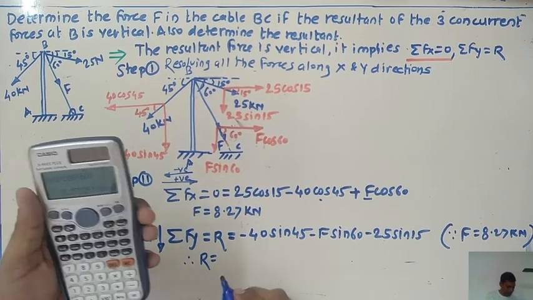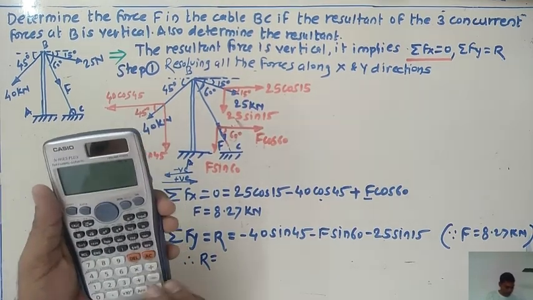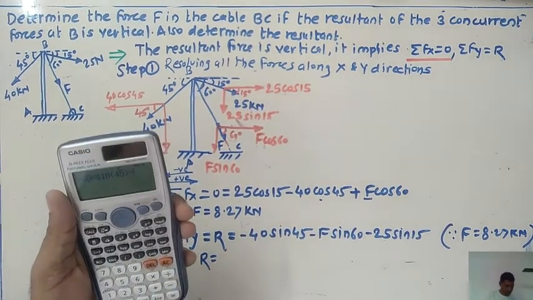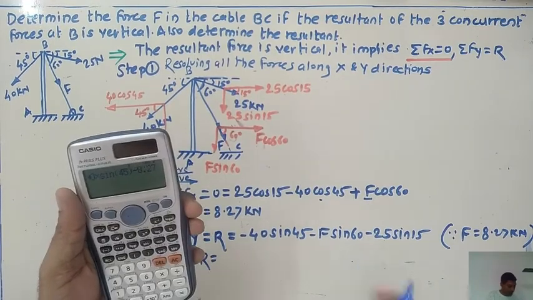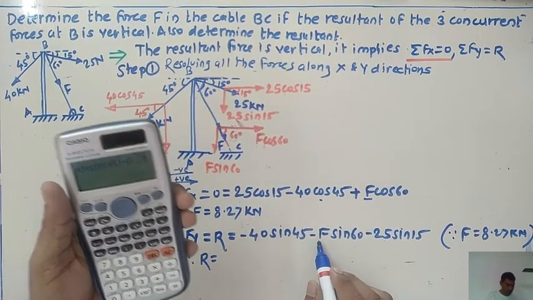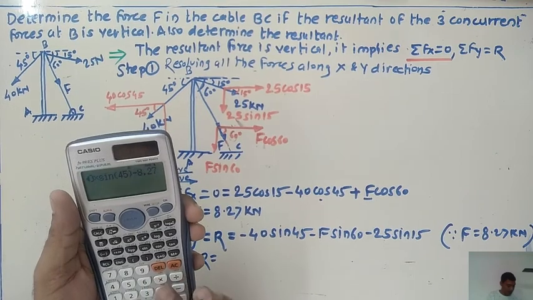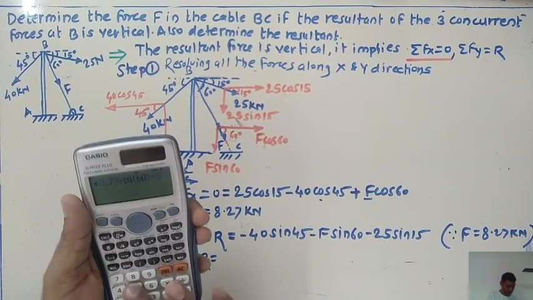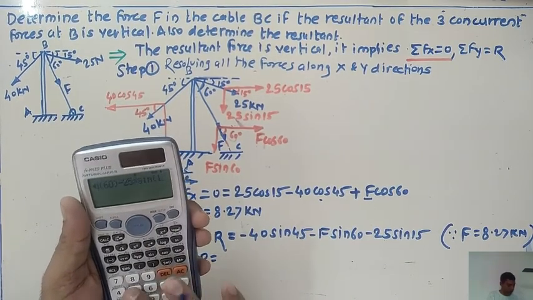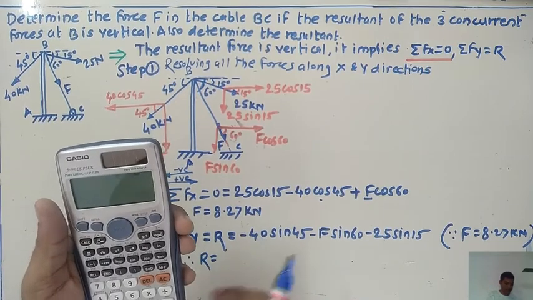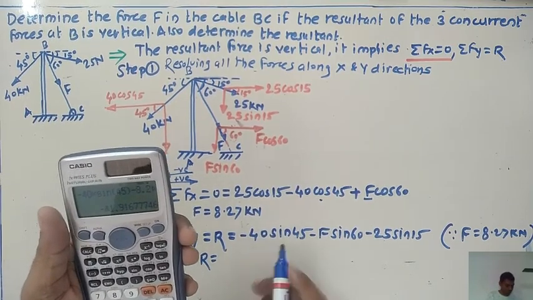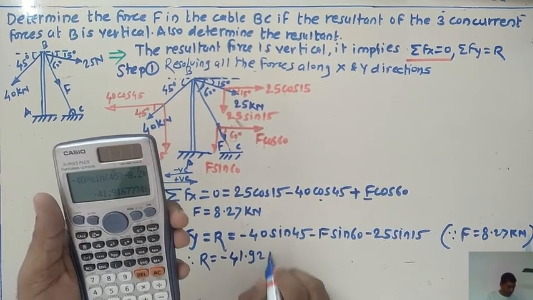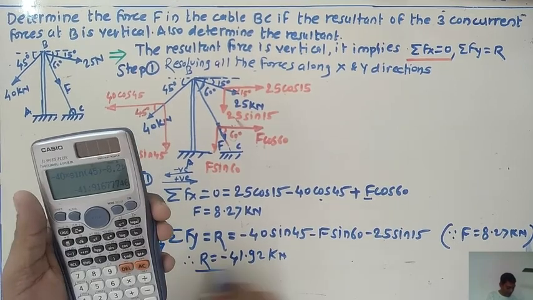Therefore R equals to minus 40 multiplied by sine of 45, okay, minus 8.27. Why am I saying the minus? Because the minus sign already available here. So minus 8.27 multiplied by sine of 60 minus 25 multiplied by sine of 15. Okay, let's check your answer. So after doing calculation, we found the value for R as 41.92 kilonewton. Okay, this one.